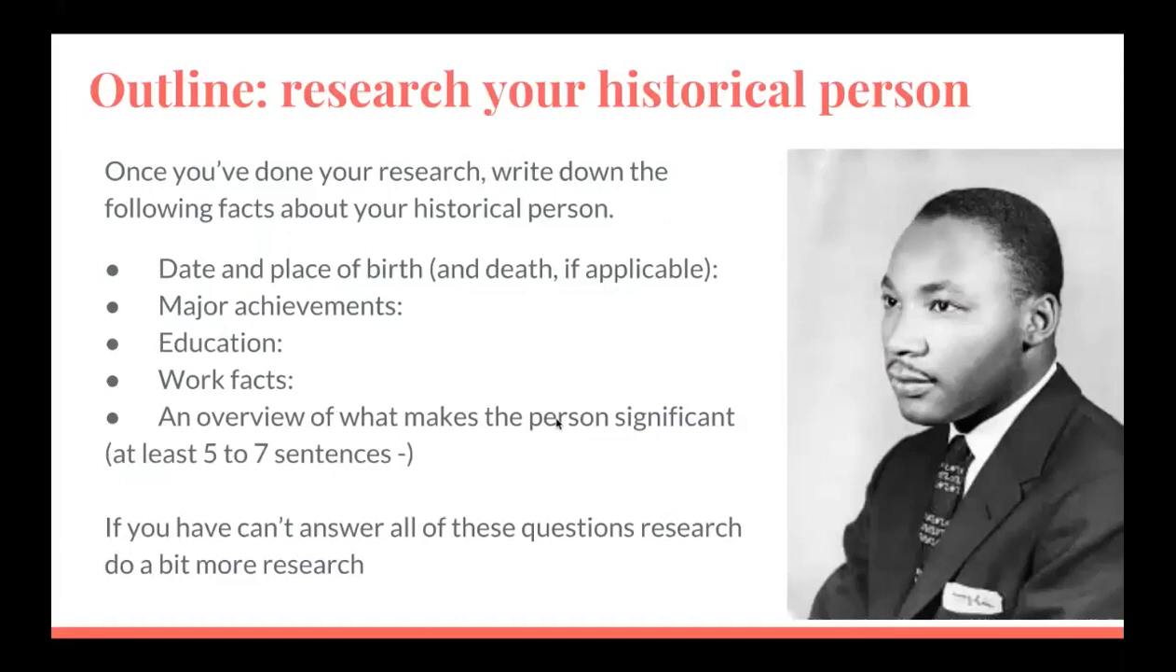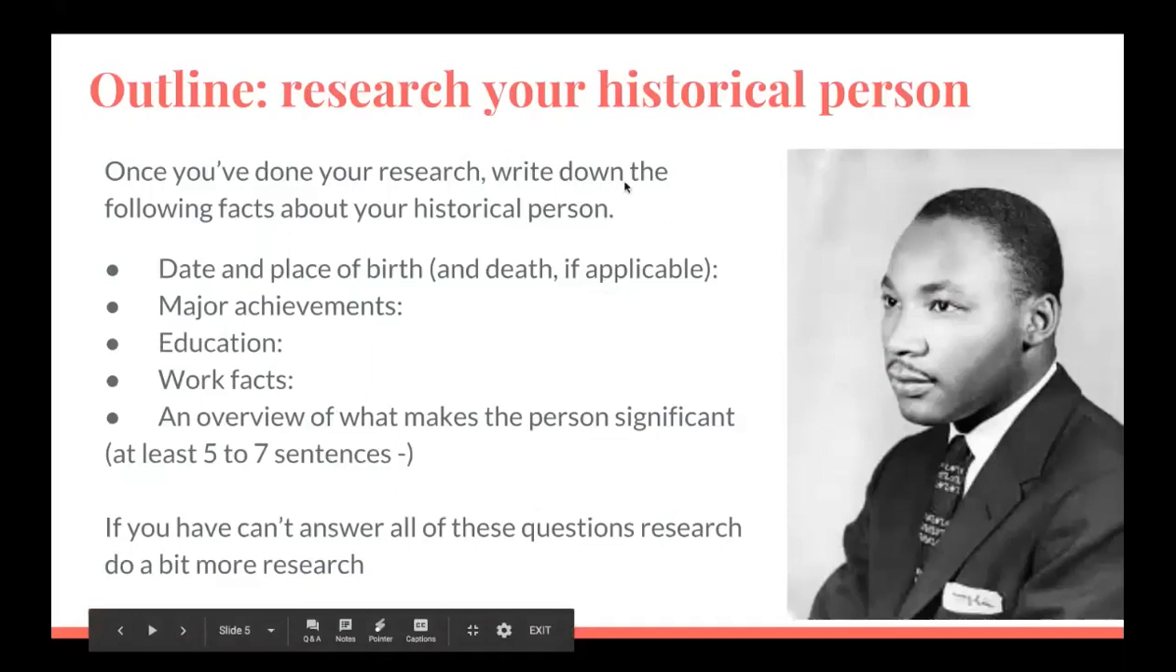And then you want to write an overview of just about 5 to 7 sentences of what made this person significant to you. Now, if you find that you fill out all of these things, then that might be a great opportunity to do a little bit more research. As long as you're finding new sources and you're recording what your sources are, that's perfectly cool. Just make sure we want to have at least this much information before we start off.